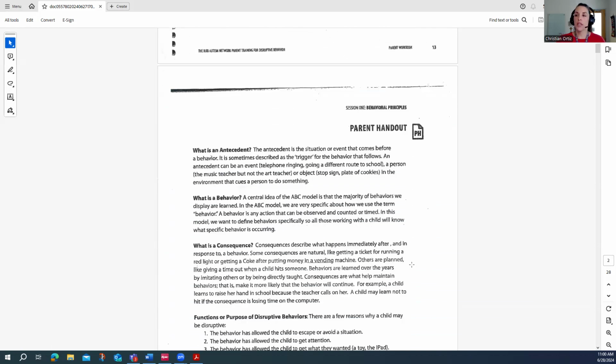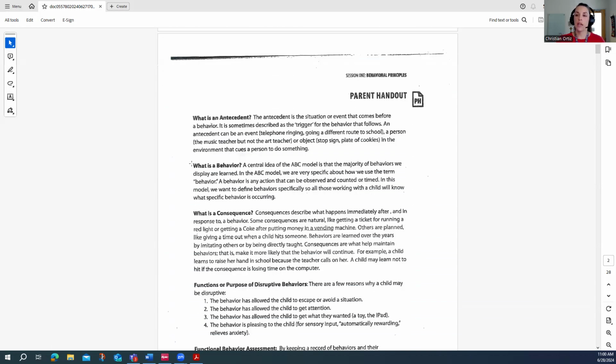So the very first thing I want to go over is what is a behavior? Okay. So here it says a behavior is a central idea of the ABC model. Okay. So I'll go over what that means. Is that the majority of behaviors we display are learned. Okay. We are very specific about how we use the term behavior. When it's saying we, they're describing behavior analysts.